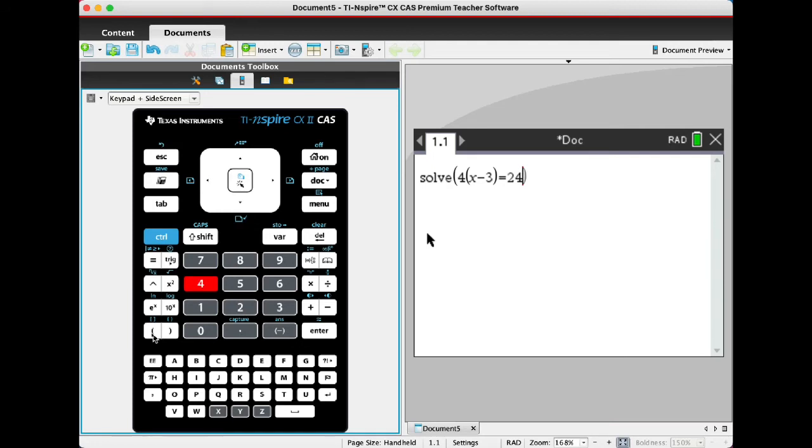You have to tell your calculator what it's solving for. So comma, and it's solving for x. Press enter, and there is your answer.